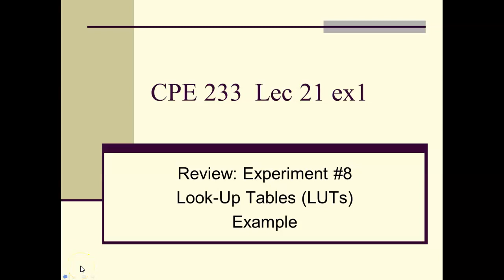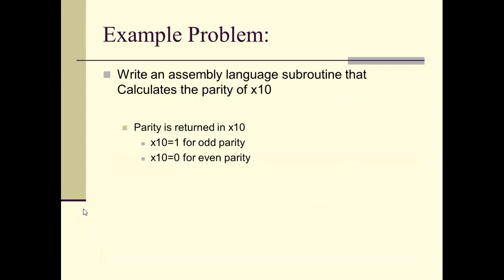This is lecture 21, example 1. And what we want to do here is start working with lookup tables and try to show that they're not too complicated. Certainly we need to use one in experiment 8, and this is why this is useful. This is a little bit of a contrived example, but actually fairly straightforward, so let's do it.